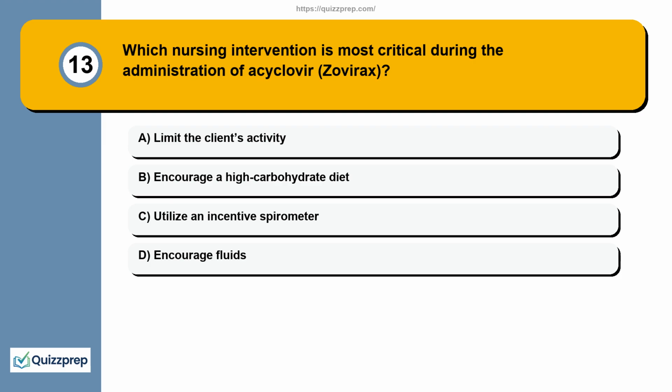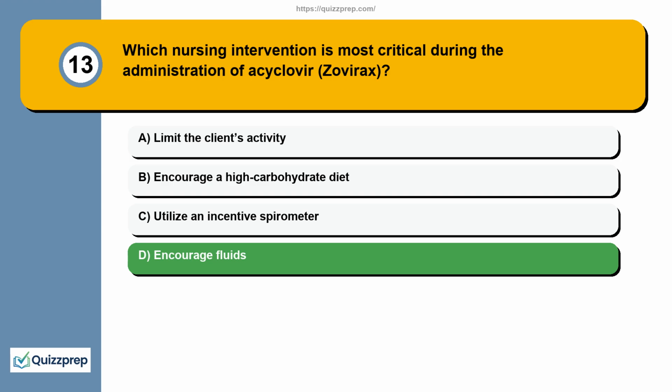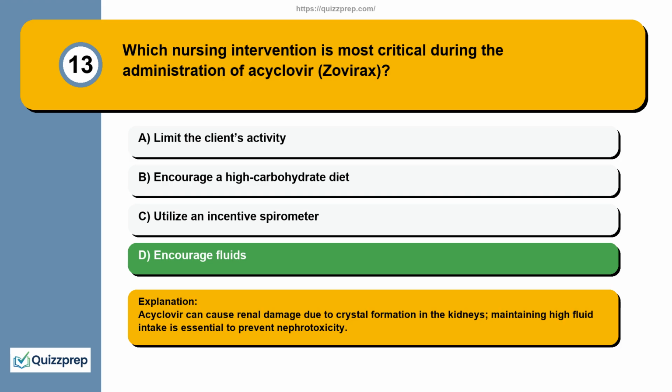Question 13. Which nursing intervention is most critical during the administration of acyclovir, Zovirax? Limit the client's activity. Encourage a high carbohydrate diet. Utilize an incentive spirometer. Encourage fluids. Acyclovir can cause renal damage due to crystal formation in the kidneys. Maintaining high fluid intake is essential to prevent nephrotoxicity.